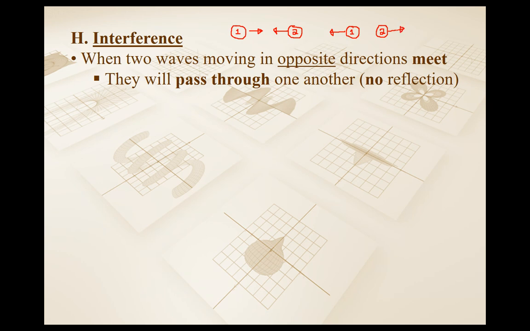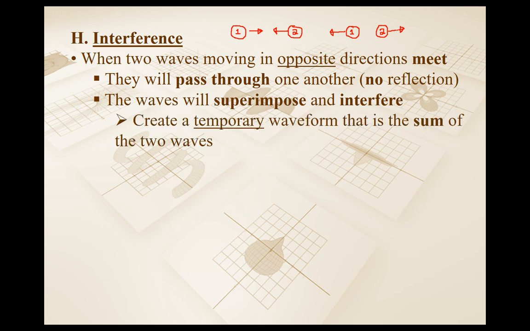So waves, when they actually meet, pass through each other. They don't hit and reflect. What they do is superimpose. Superimpose means, in a sense, their amplitudes add together. And then we get a larger or a smaller wave depending on the situation. And we'll look at the two different kinds of interference right now. When they superimpose and interfere, it creates a temporary waveform that is the sum of the two waves. And when I say the sum of the two waves, I'm looking specifically at the amplitude of the two waves.